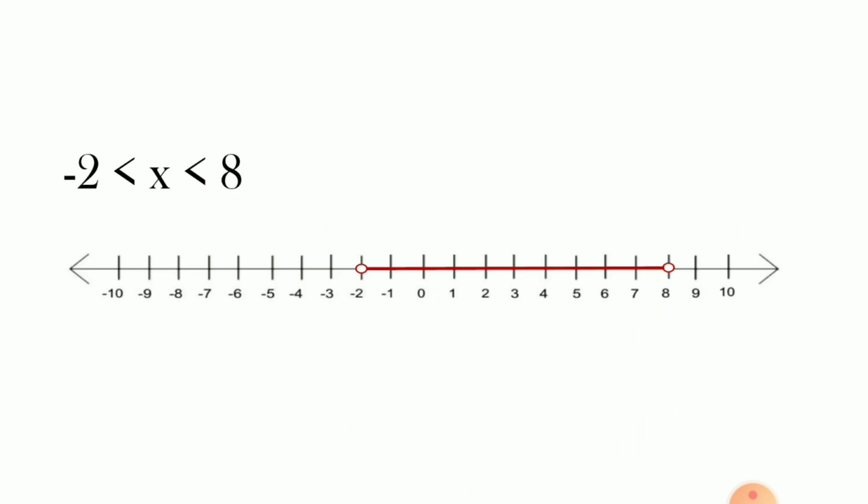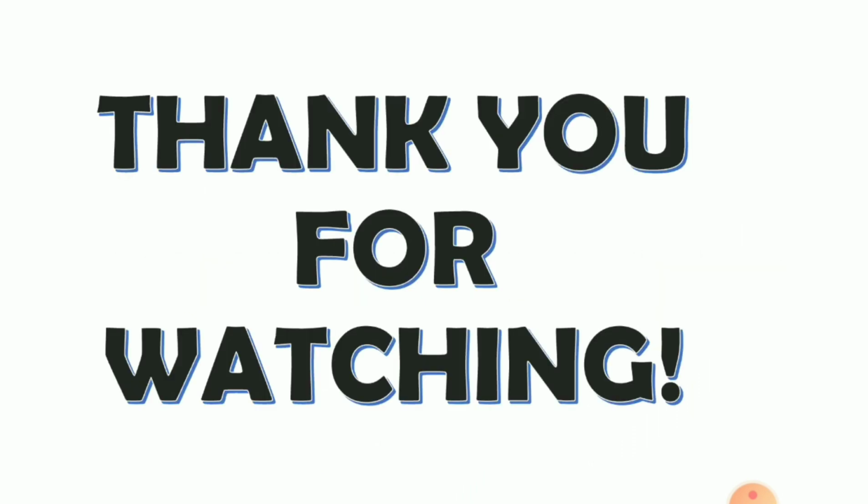Then, graphing it now, since the inequality symbol we use is less than, therefore, we will use an open circle. So as we can see on the graph, the solution sets of the linear inequality are the values which are greater than negative 2 and that are less than 8. So x is greater than negative 2 and is less than 8. That is linear inequality in one unknown variable.